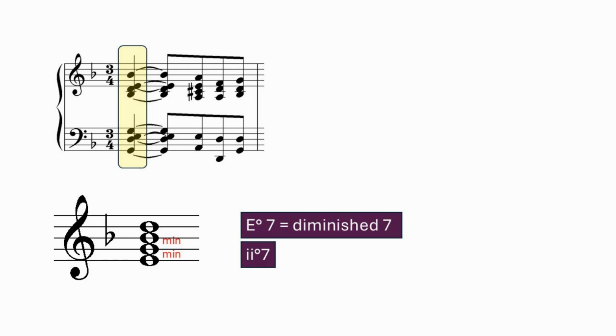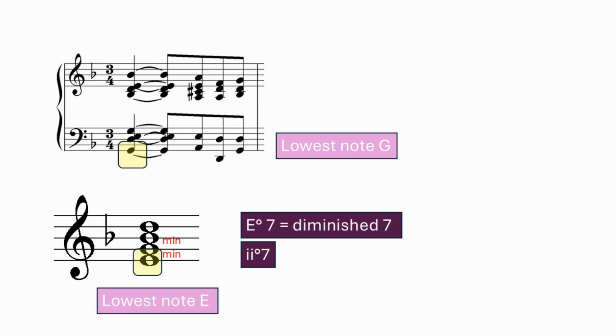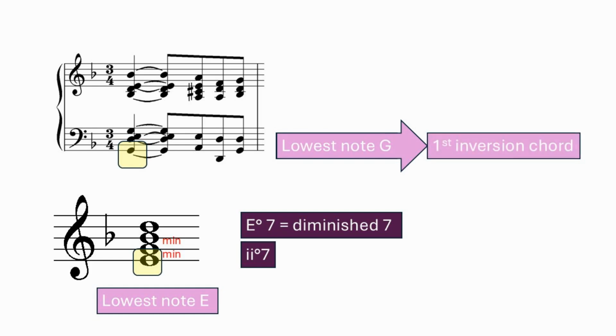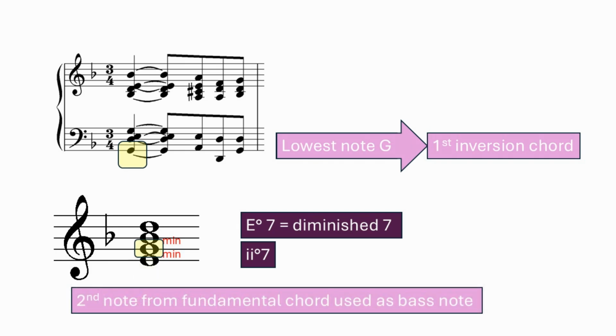Look again at the chord written in the piano music. The lowest note in the chord was G when Rachmaninoff wrote it, but when we reorganised the chord to find its name, we moved the note E into the lowest position. The lowest note in a chord is a really important one because as the chords change, as the music progresses, these notes will create a tune of their own called a bass line. The chord which Rachmaninoff wrote with G in the bass is in what we call first inversion, which means that the second note from the fundamental chord is being used as the bass note instead of the lowest note of the fundamental chord.